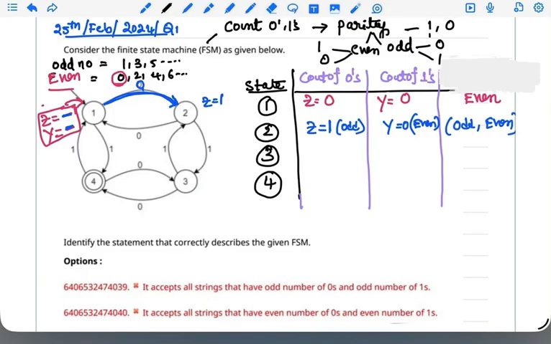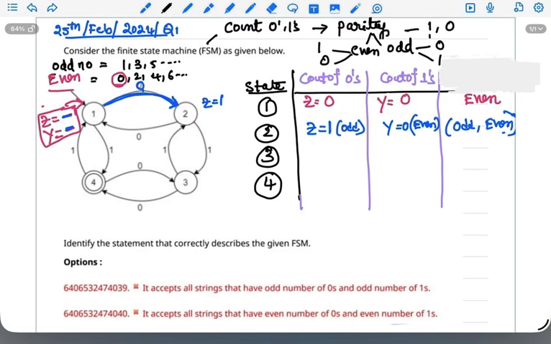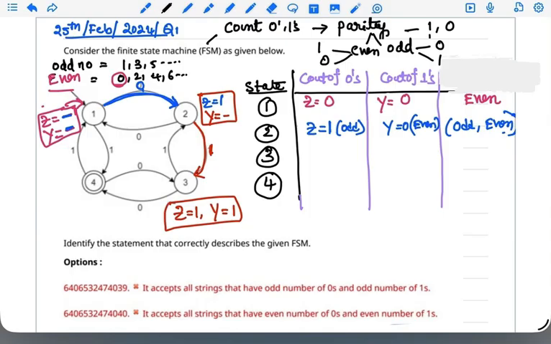Now, the transition from state 2 to state 3 is by input 1. This is the addition of a 1, so the number of ones is increasing. At state 2, y is empty. At state 3, with the addition of 1, the y count increases, the number of ones increases. So Z equals 1 and y is also 1. Both are increasing, that is the count of zeros and ones.